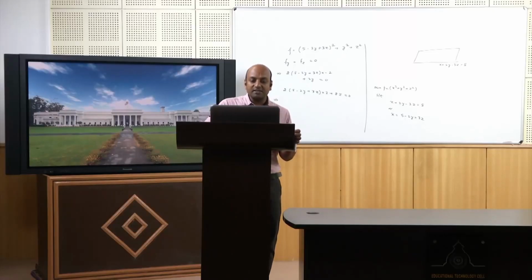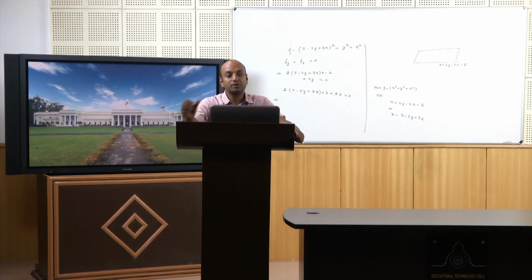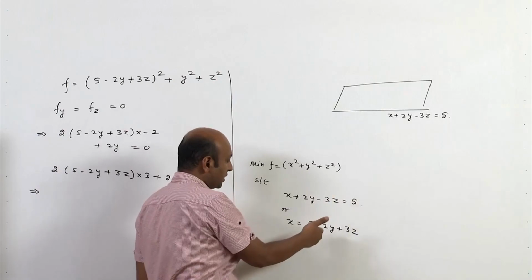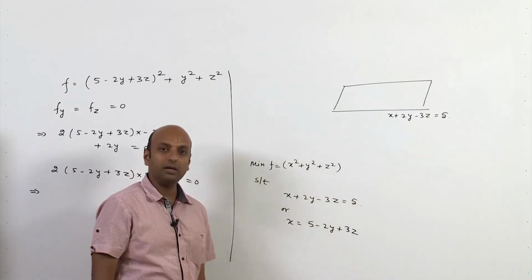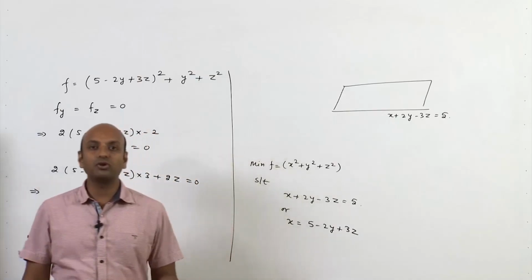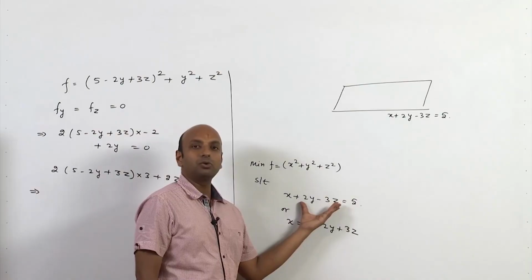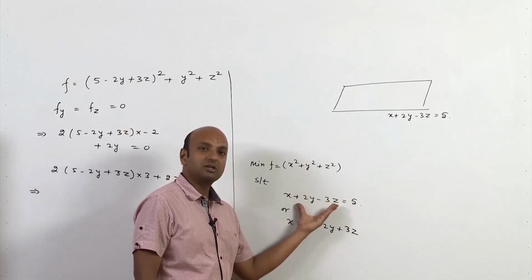Now, solving a constrained maximum or minimum problem by substitution does not always work smoothly. Here we have a linear equation, so we can easily find one variable in terms of the other two and simply substitute. But this may not always work. We may have some non-linear terms which are difficult to remove from the expression using this relation.